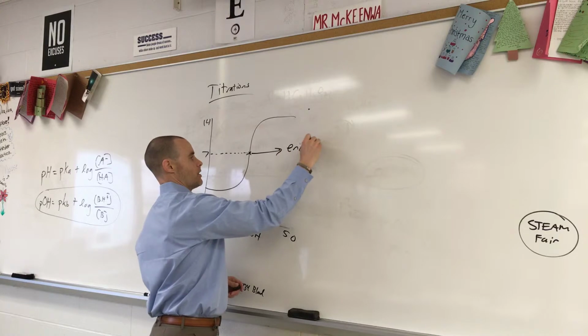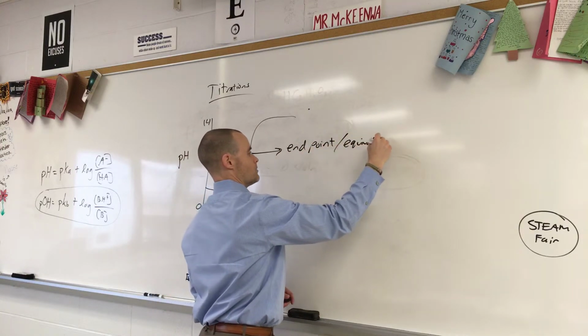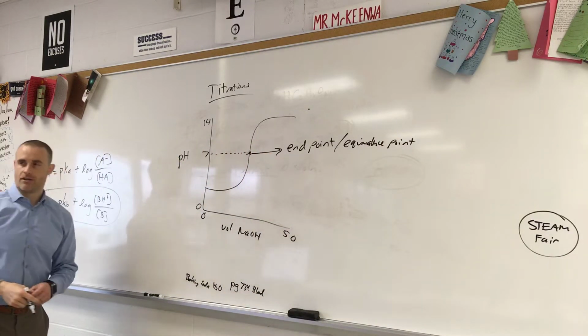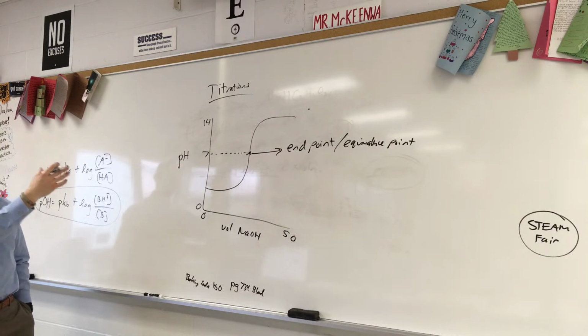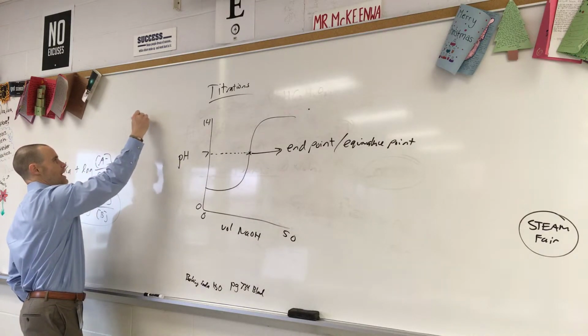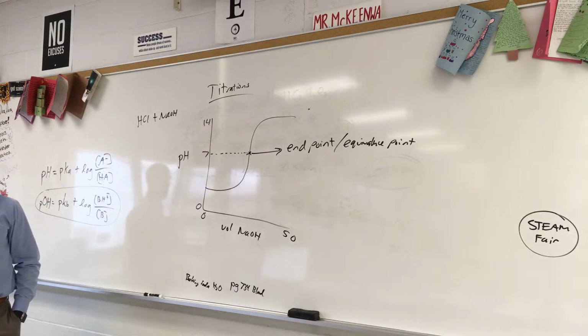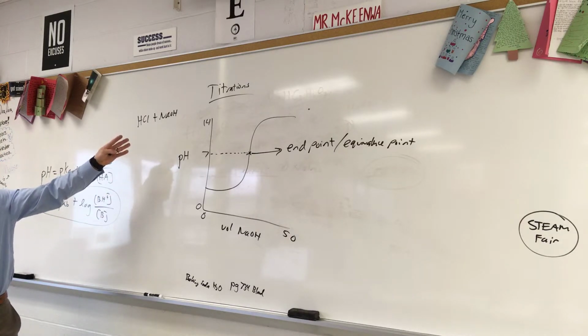Endpoint or equivalence point? Endpoint, equivalence point. Now, if we were doing a titration with a strong acid, strong base, this is what it would look like. So if we had HCl plus NaOH, this is what it would look like. You're going to learn there's two other titrates. So the AP test doesn't even really mess with this. It's too easy.